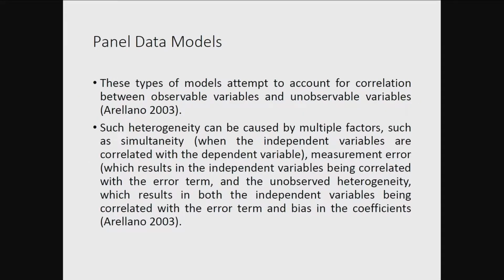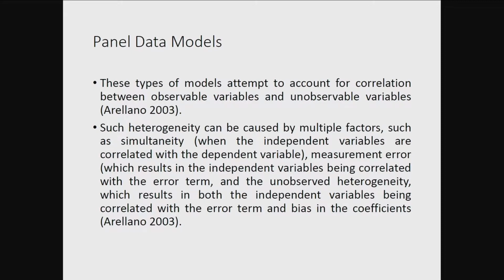So panel data models, why are they useful? As Arellano mentioned in his textbook, these types of models attempt to account for correlation between observable variables and unobservable variables. And this is important. Why? Because I remind you that the main problem that we had in the identification is that sometimes it's not possible to control for the unobservables. And this can affect the estimation that we're doing. So this is why we have to take this into consideration.